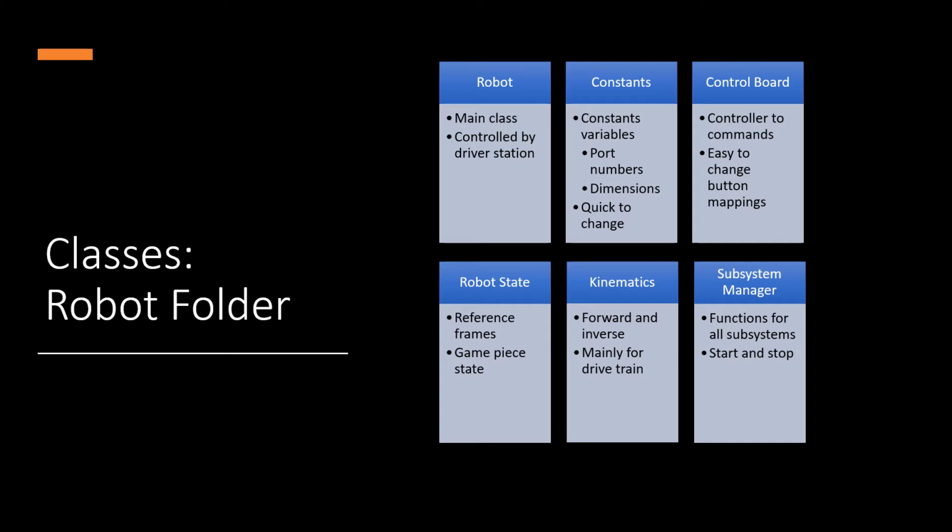Next is the subsystem manager class. This contains functions that we want to apply to all the subsystems at once. So instead of having to go and call a function for each individual subsystem doing the same thing, this will do it all for us. This is also how we start and stop all of the subsystems at once whenever the robot is enabled or disabled.